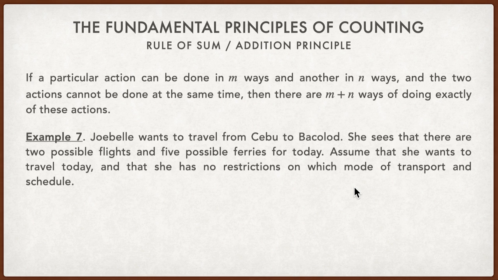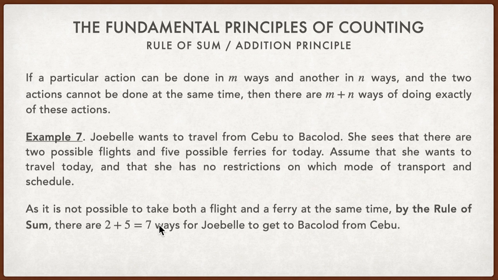So, how do we do that? Since there are two possible flights and five possible ferries, it is not possible to take both a flight and a ferry at the same time. So, by the rule of sum, there are two plus five, that's your m and n, which is equal to seven ways for Jobel to get to Bacolod from Cebu. So that is one application of the rule of sum.